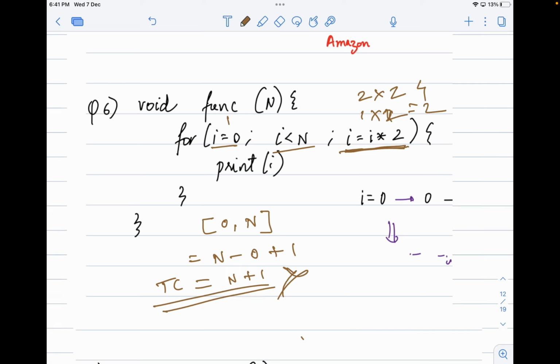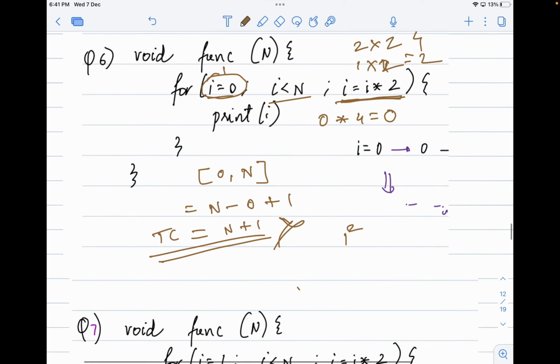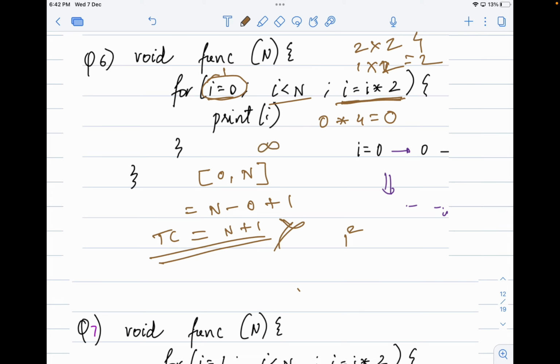So i is happening as i squared all the time, but they have initialized i with what? 0. If you multiply any number with 0, the output will be what? 0. So the complexity of this is what? Infinity. This loop will go infinity. This will never ever reach n, because i will always be 0. So if you write this code in Python with a while loop, this will go to infinity.